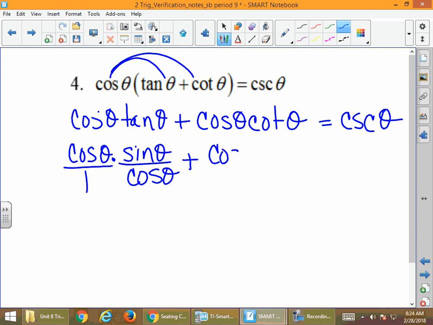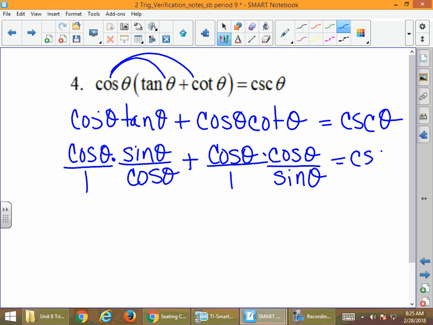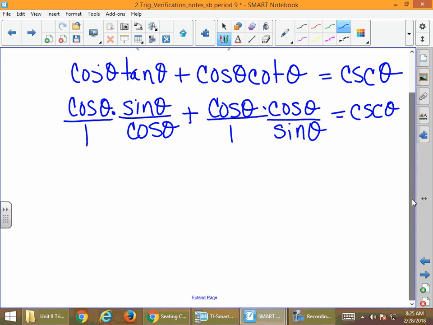In our next term, cosine times cotangent. Quotient identity, if you need that yellow paper, pull it out of your folder. Cotangent is cosine theta divided by sine of theta, and again, we're going to have a 1 in the denominator. Trying to turn it into cosecant. So we're going to multiply. We're multiplying the tops of the fractions together. We're multiplying the bottoms of the fractions together.